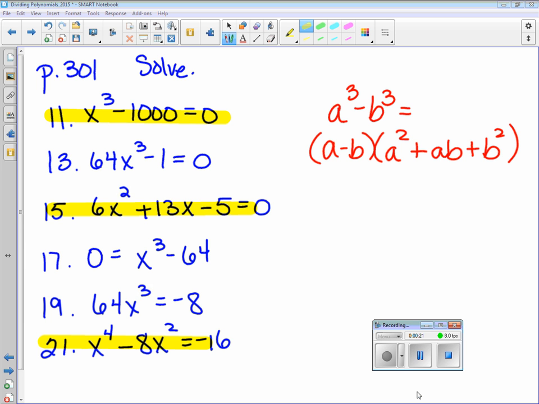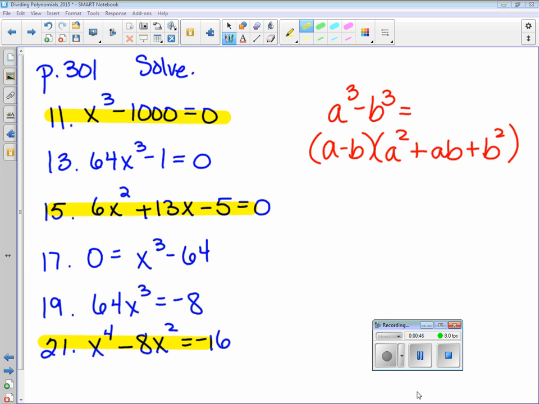Looking at number 11, it says the word solve. So if it says the word solve, what does that mean? What do I need to do in order to do that? Factoring, if I can factor it, that's definitely the first step. Can I factor number 11? Yes, I sure can. What is the method that I use to factor it?